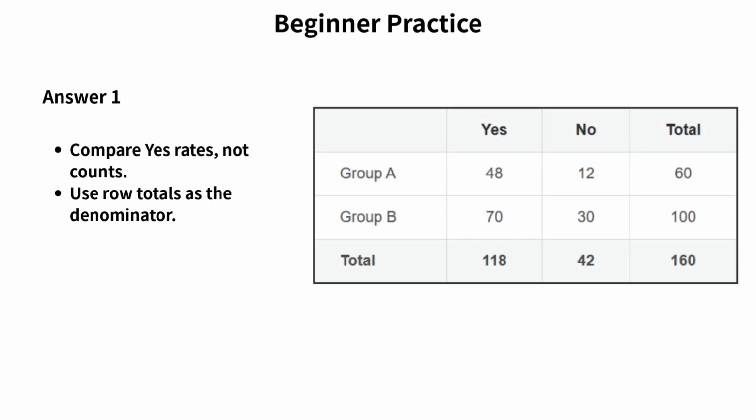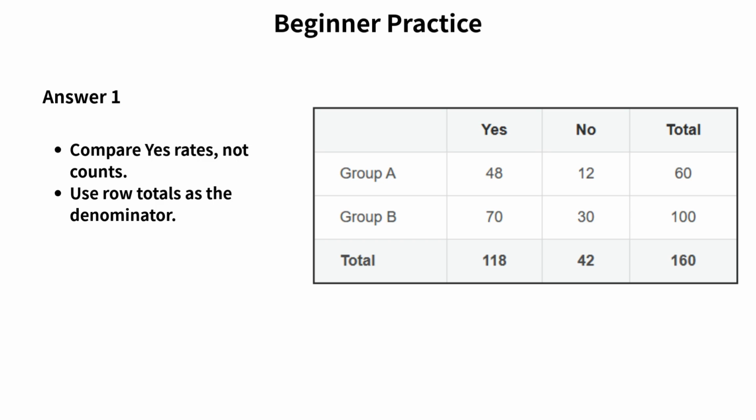Now, let's go over the answer to beginner practice question 1. At first glance, it may look like Group B has more yes answers. But on the SAT, raw counts are not what matter. What we are comparing here are rates, not totals. That means we must look at the number of yes responses relative to each group's size. For Group A, there are 48 yes answers out of a total of 60. For Group B, there are 70 yes answers out of a total of 100.